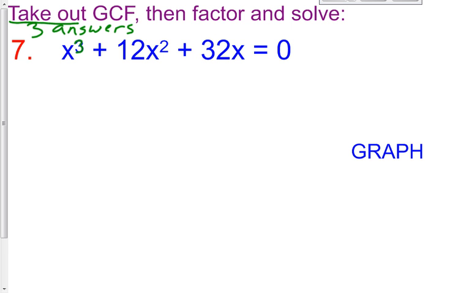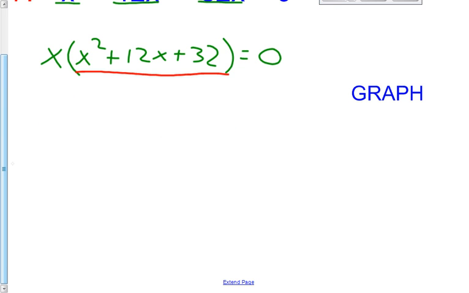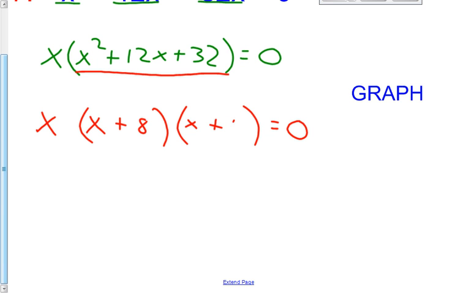Very first thing, take out the GCF and then factor and solve. So we have an x cubed, an x squared, and an x. If that's the case, we can take out an x right off the bat. And now we're left with x squared plus 12x plus 32 equals 0. Now, this trinomial, you can factor that. So you still have this x on the outside, and now you're going to have two different binomials. x and x, factors of 32 that give you 12, are a positive 8 and a positive 4.